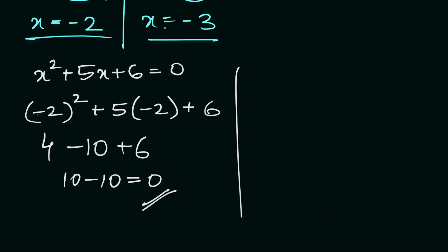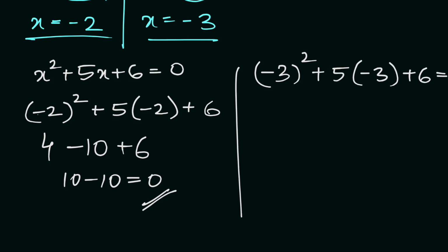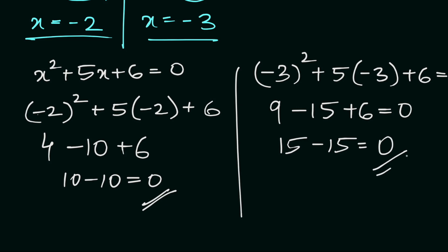Similarly, let's substitute minus 3 into this equation. So minus 3 whole squared plus 5 into minus 3 plus 6 is equal to 0. Minus 3 whole squared is 9. 5 into minus 3 is equal to minus 15 plus 6 is equal to 0. 9 plus 6 is equal to positive 15. 15 minus 15 will give me 0. Therefore, the two solutions to this equation are x is equal to minus 2 and x is equal to minus 3.